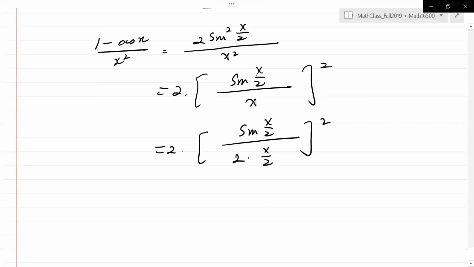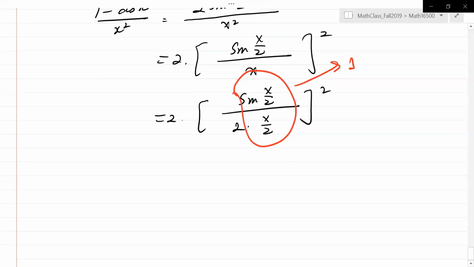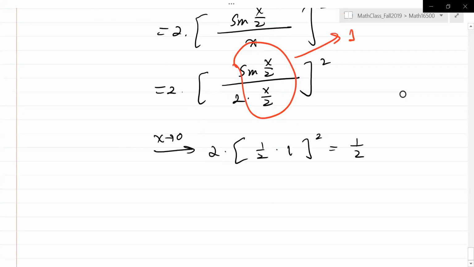Now let's circle the special quotient, sine half of x divided by half of x. Clearly it approaches 1 as x approaches 0. So the final result is 2 times 1 over 2 squared, which is simplified to 1/2. Okay, so the result is 1/2.